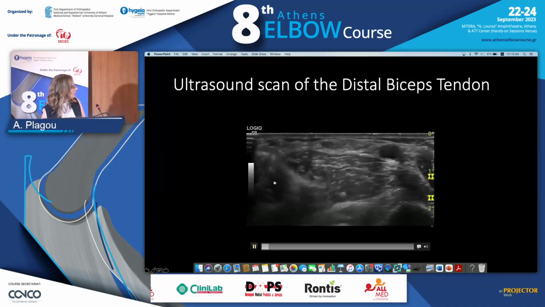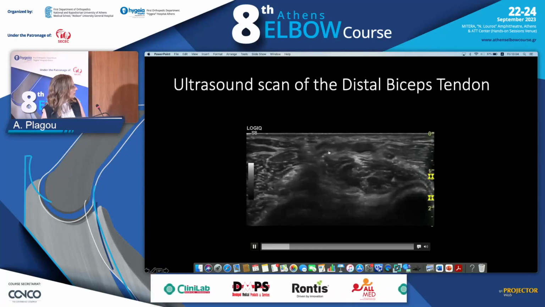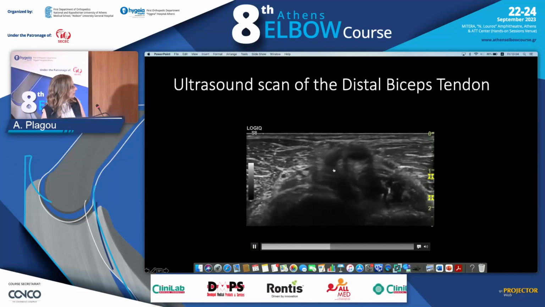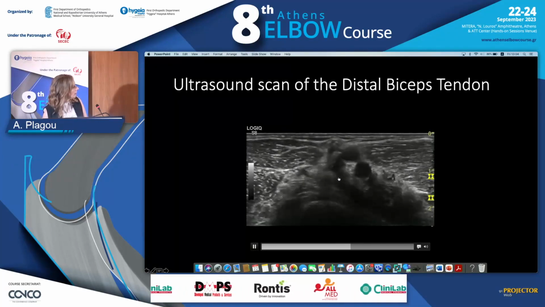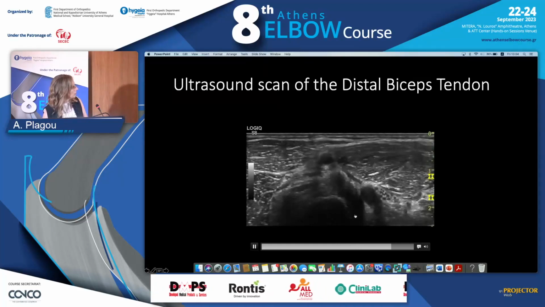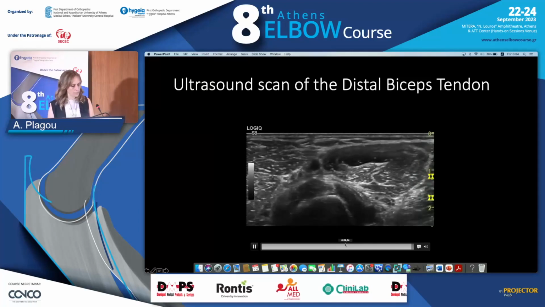So I'll just play this video once again. Maybe you can follow easier now. You can see the two heads as they separate. The long head going deep and curving around, trying to insert into the radial tuberosity first, and then more distally the short head.